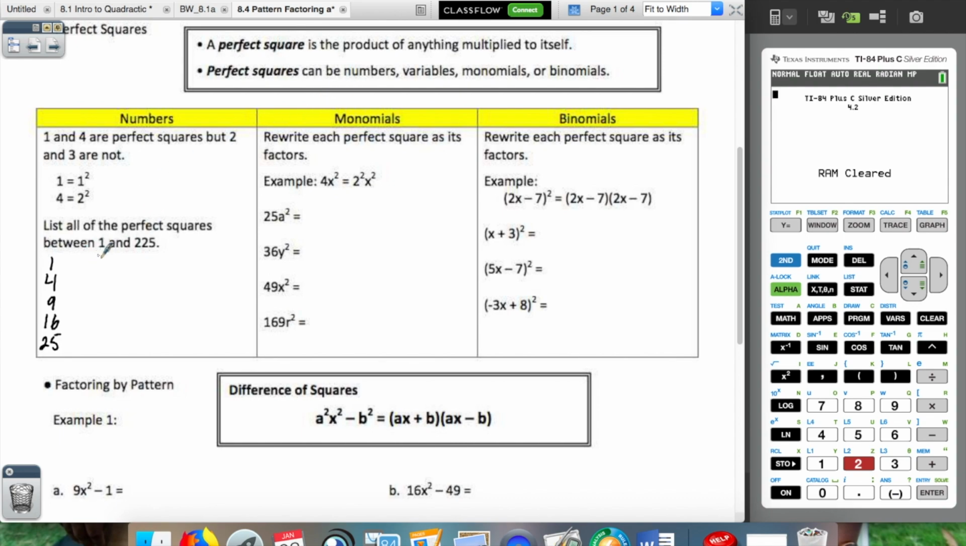36. 7 squared, we got 49. 8 squared gets us 64. 9 squared gets us 81. 10 squared gets us 100. 11 squared gets us 121, which is my personal favorite. 12 squared gets us 144.